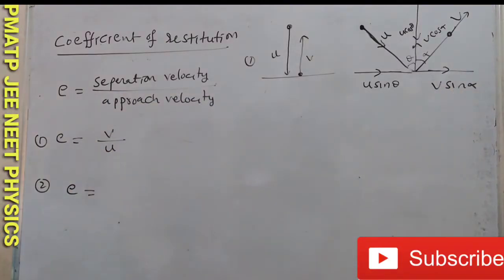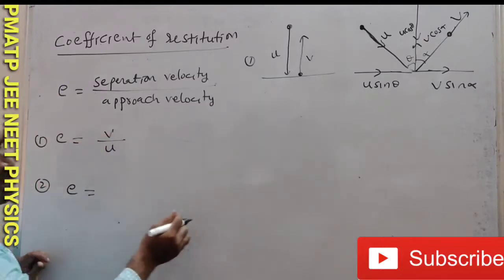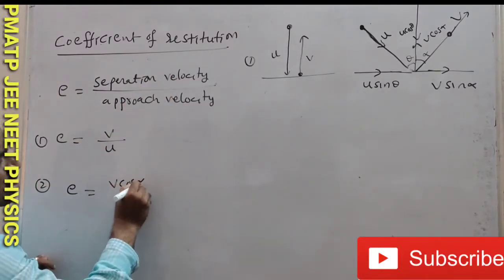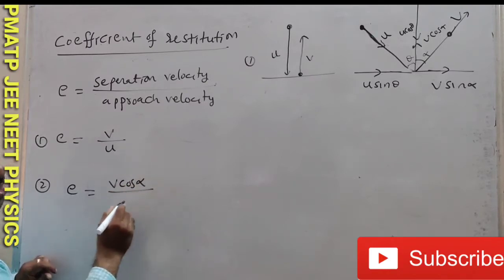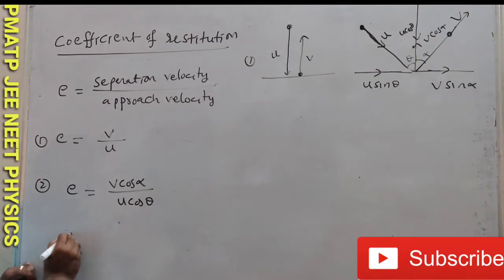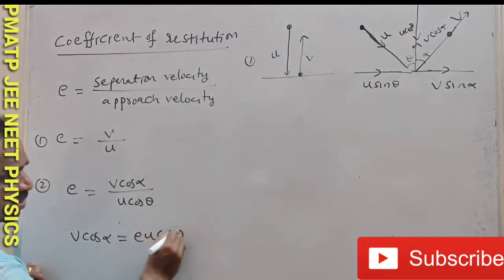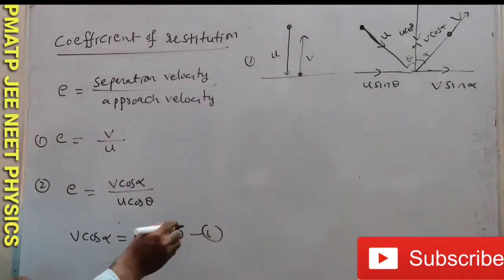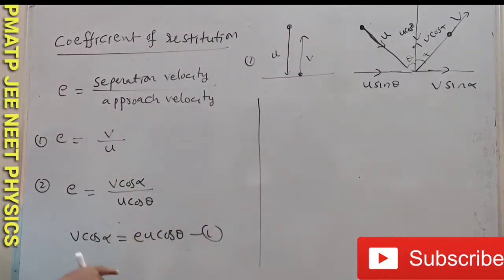Now, coefficient of restitution for the second case. Separation is v cos alpha. Approach is u cos theta. So from that, v cos alpha is equal to e u cos theta. This is equation 1. This is along the normal direction.